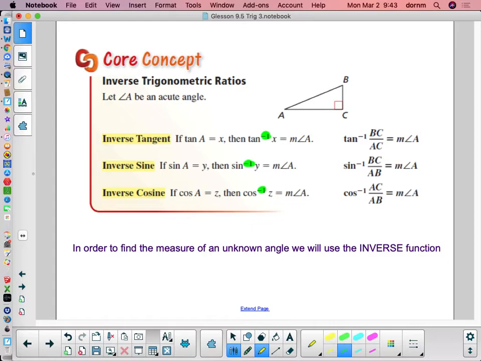So when we're using the inverse function, we are looking for an unknown angle. We don't use the inverse functions when the side is what's unknown. We use the inverse functions when the angle is what is unknown.